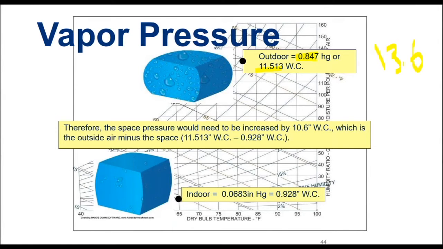Compare that to the indoor design condition. That condition only has a vapor pressure of, let's call it 0.07, so somewhere around an inch. So the difference between these two, 11.5 inches of water column versus 1 inch of water column, we would have to pressurize that room to over 10 inches of water column pressure in order to overcome the vapor pressure. So can we pressurize a room that high? No, we can't. We normally pressurize a room to something in the neighborhood of 0.02, 0.05, maybe 0.1 inches at the very most.